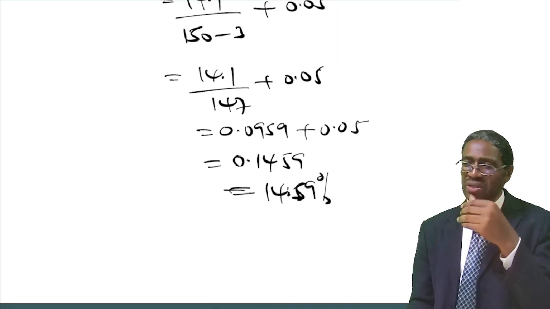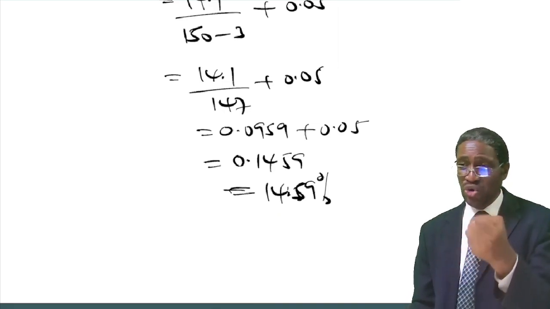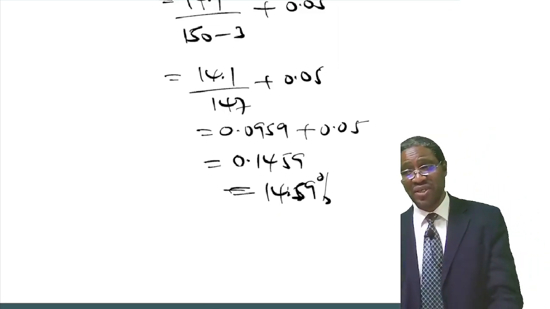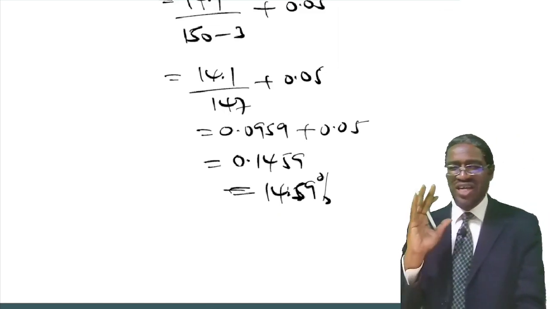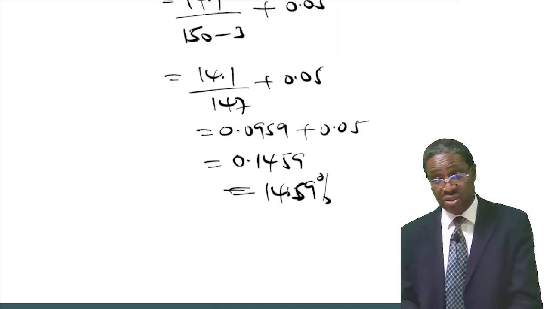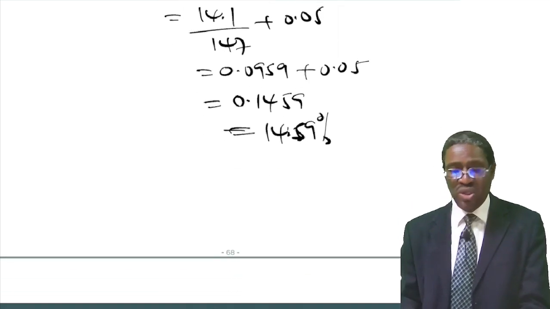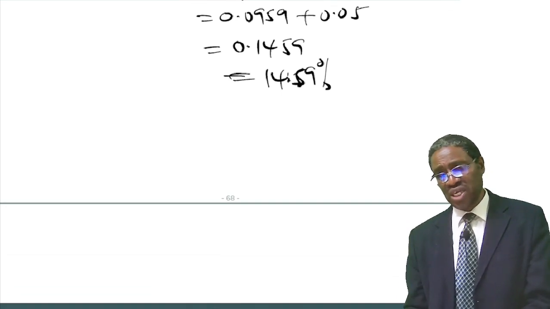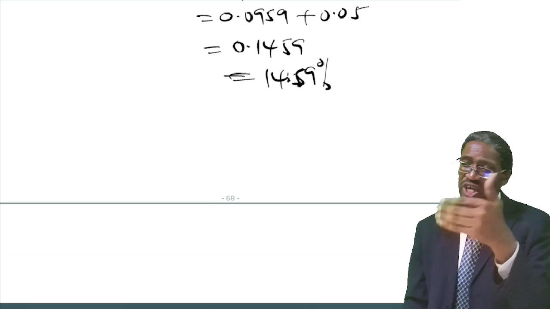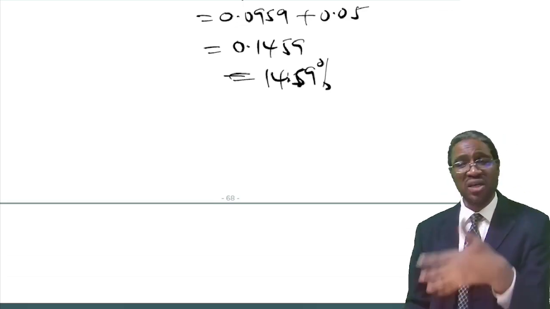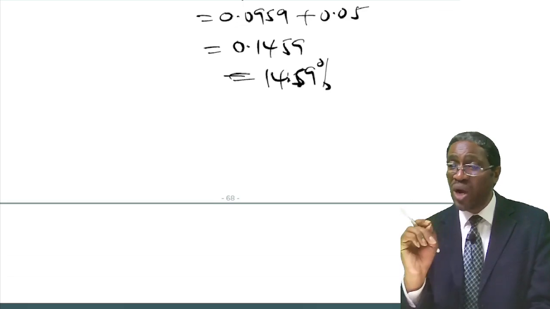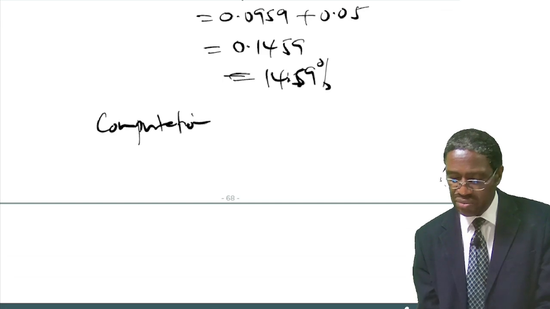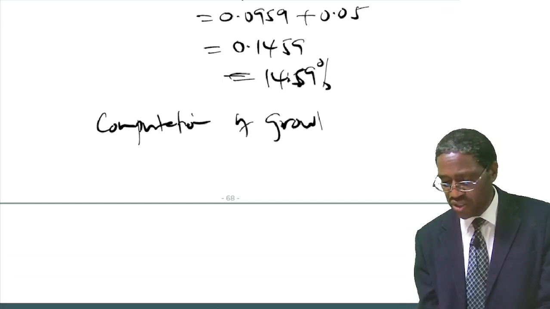We have been using this figure called g, the growth rate. Sometimes, listen carefully, the examiner does not give you the growth rate. If the examiner has not told you that we expect the dividends to grow by 5% every year, how do you compute the growth rate? That's what we are trying to do.